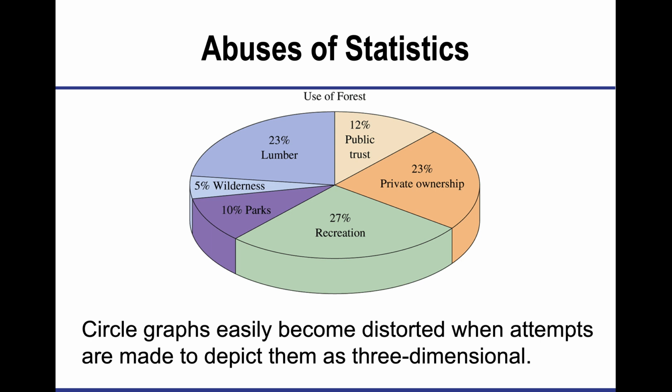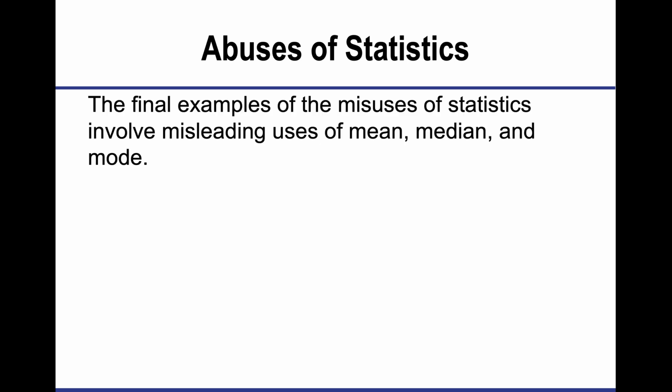Well, what about this pie chart? So pie charts are really easily distorted when you try to make it 3-dimensional. All of a sudden, 27% just looks huge. And it's really hard to see it in reference to 12%. It looks way bigger than 12% because it's in three dimensions.